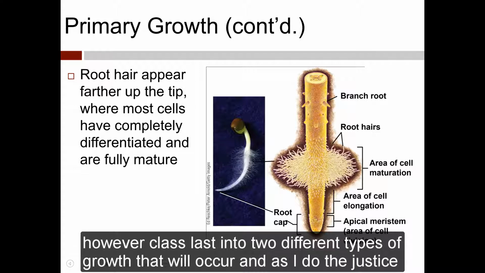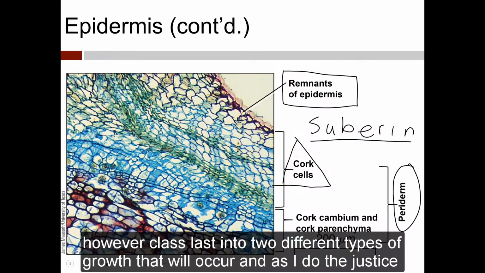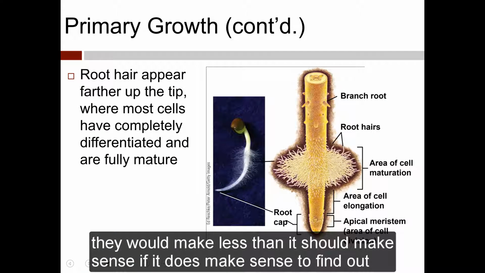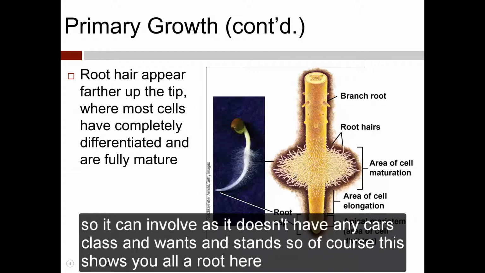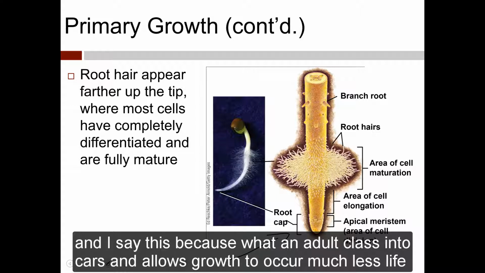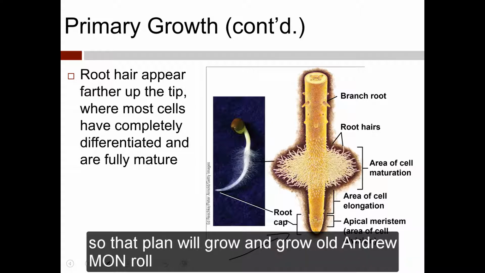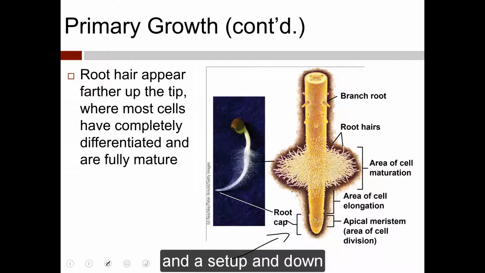However, class, let's get to two different types of growth that will occur. As I do these, just stay with me to make sure it makes sense, and if it doesn't make sense, just let me know. I'll begin with what is known as indeterminate growth. Indeterminate growth occurs in roots and stems. This shows you a root here. With indeterminate growth, growth occurs throughout a plant's life. So that plant will grow and grow and grow, and I'll say up or down.